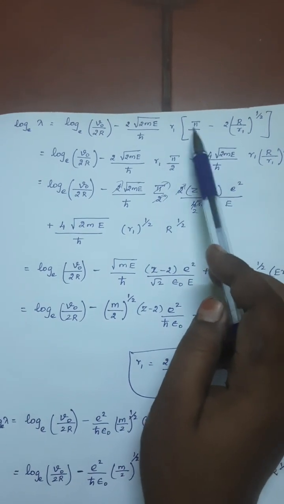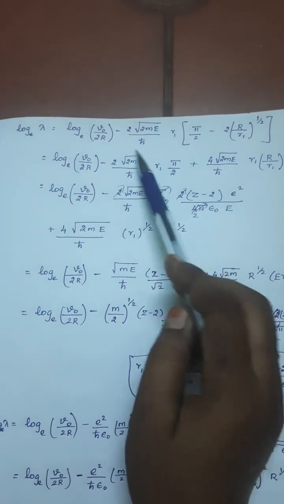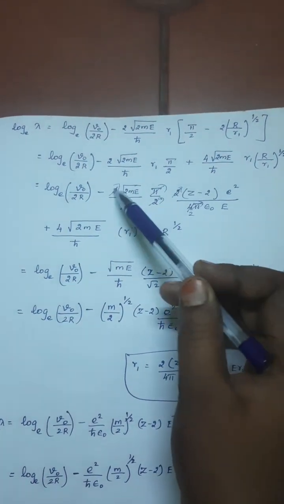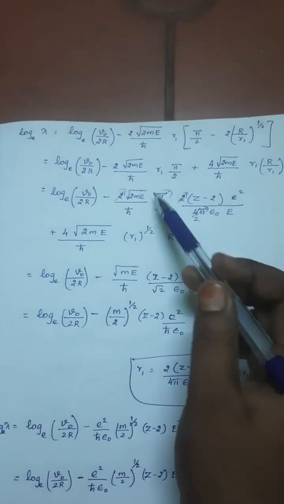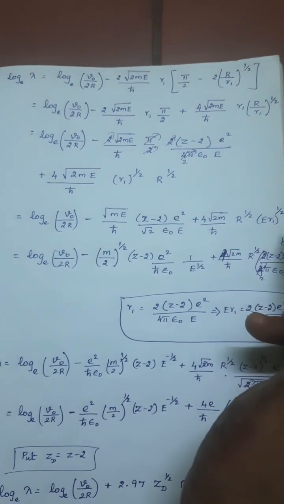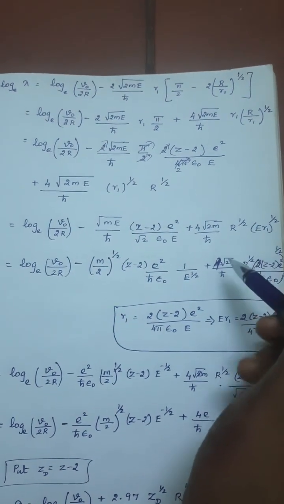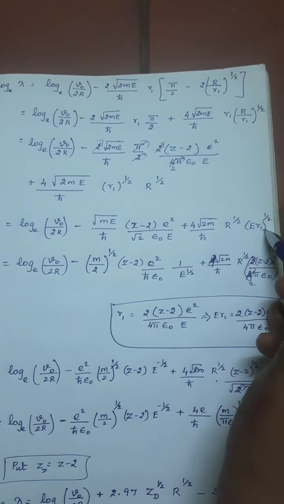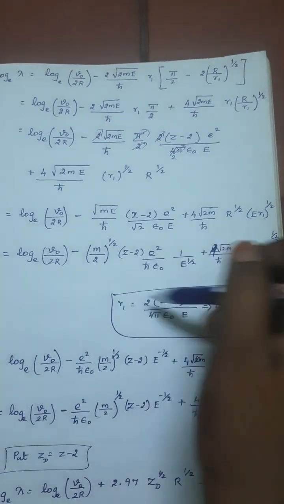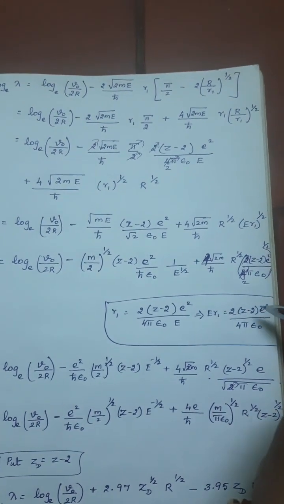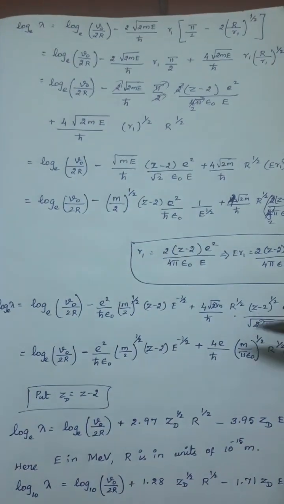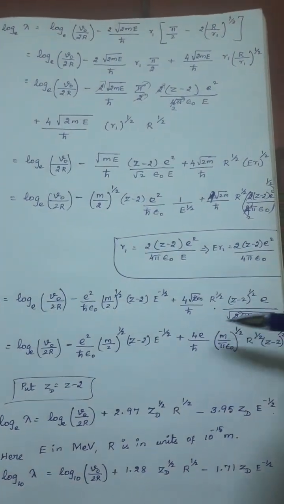Here the bracket terms are multiplied with these two terms, so we get this term. In this term, common terms are cancelled out, and finally we get the equation. Here the values are substituted and combined. The R1 value is already known, so it is cross multiplied. So ER1 is simply this value, it is substituted in this equation, and then finally we simplify and get this equation.